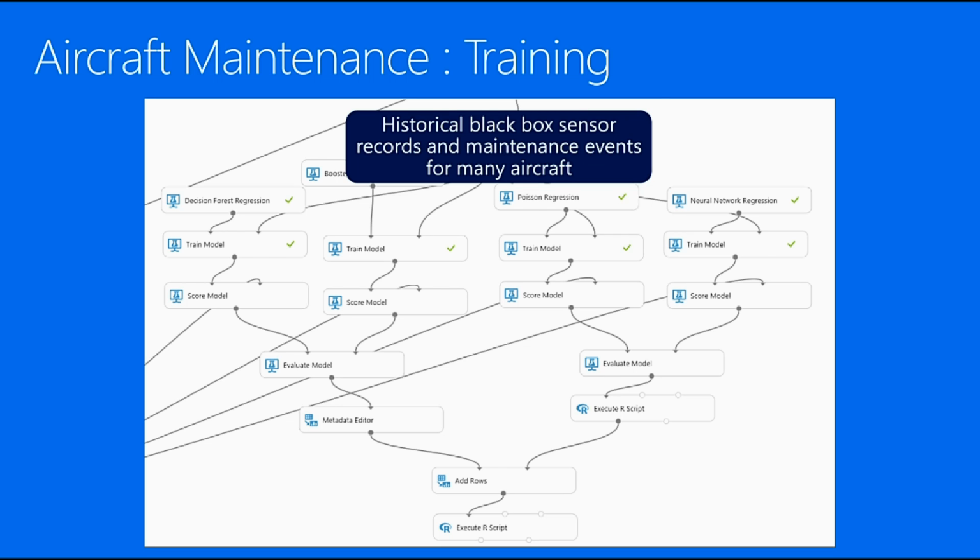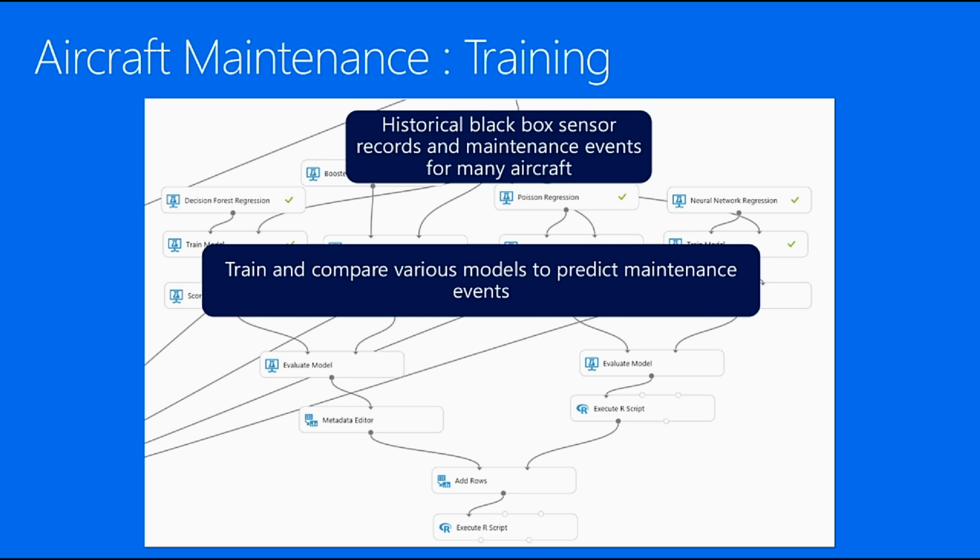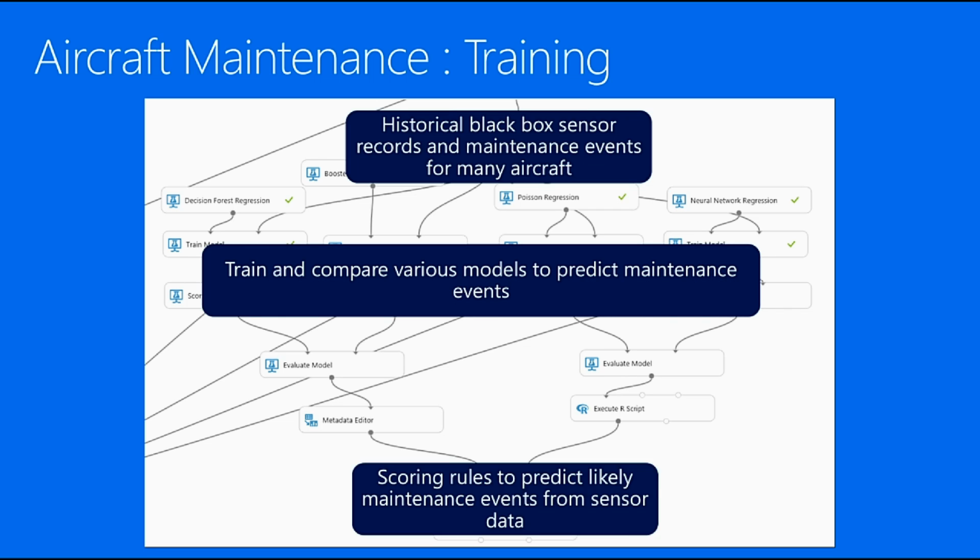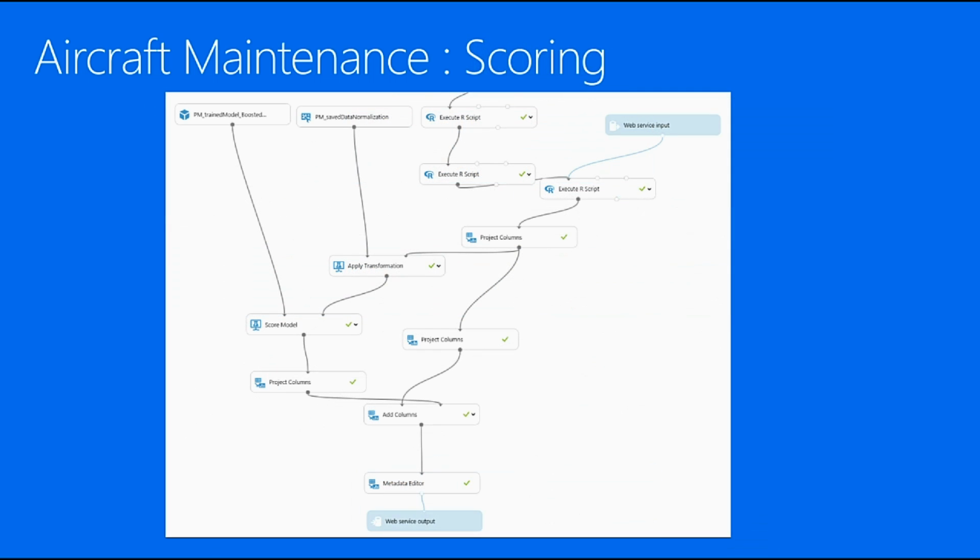So just to summarize what you can see here, you've got those historical black box sensor records and the maintenance events for many aircraft over several years. We train and compare several different predictive models to predict when those maintenance events happened, and then we generate from that system those scoring rules which will predict those likely maintenance events. And you saw those come up on the screen in the dashboard. So that's the training phase.